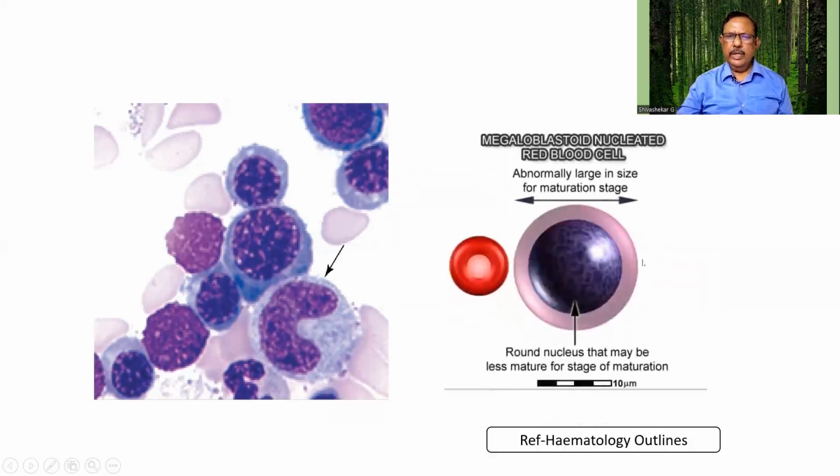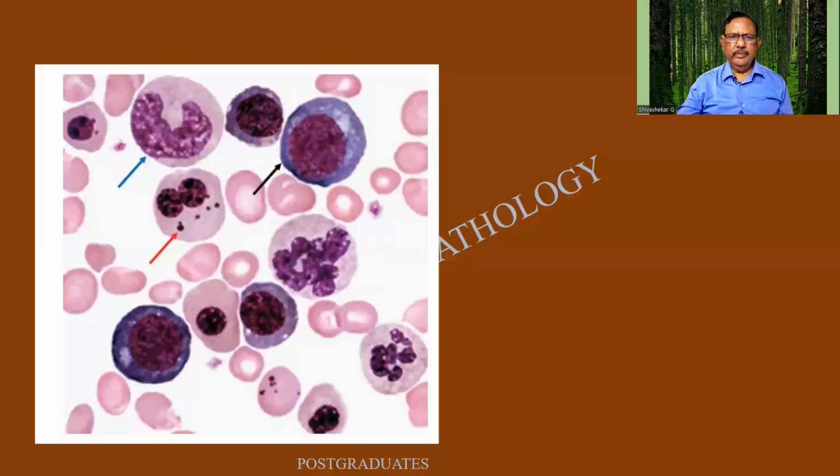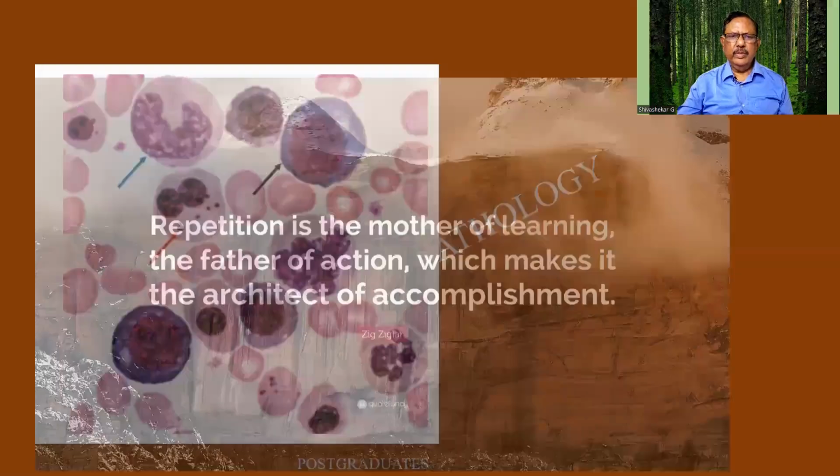Reference: Hematology outlines for this diagram. The normal RBC is over here, and then this is a polychromatic cell. So there is a megaloblastoid change with a large nucleus, opened out chromatin lagging behind the cytoplasmic maturation. We had already seen all this.